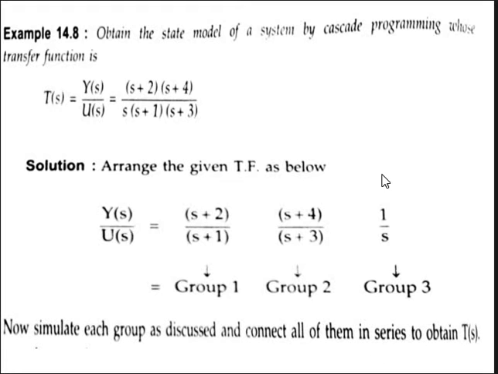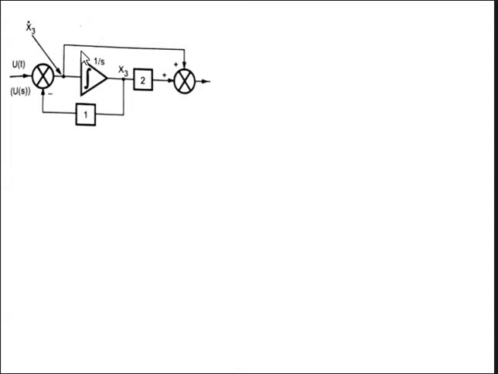Now the first group, s plus 2 by s plus 1. First I will draw the s plus 2 by s plus 1 diagram. So 1 by s plus 1: this is the diagram for 1 by s plus 1, and the numerator is s plus 2. 2 is not multiplied with any s, so 2 is directly connected, and s is multiplied with 1, so s is connected one integrator before.